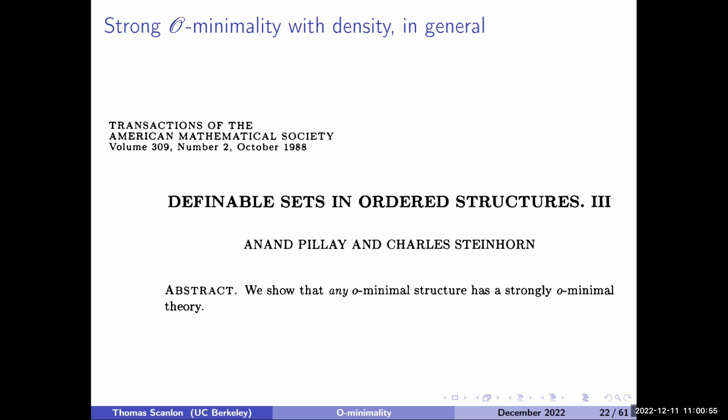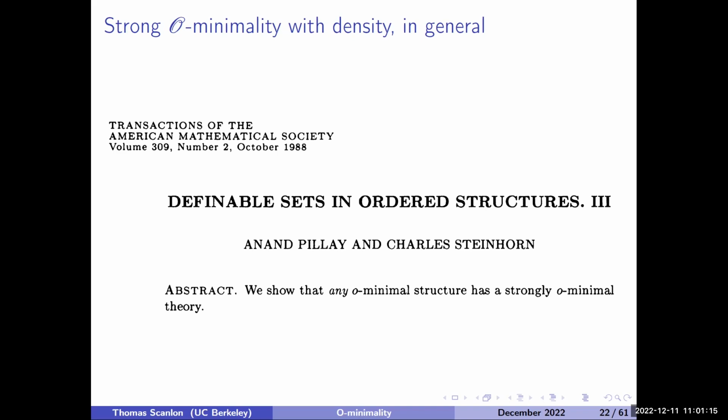The point of these papers, I'm not going to go through the proofs, is that you can axiomatize what you mean by o-minimality without assuming you're working with real numbers. And maybe you only care about the real numbers, and that's usable. The real numbers are an important structure.